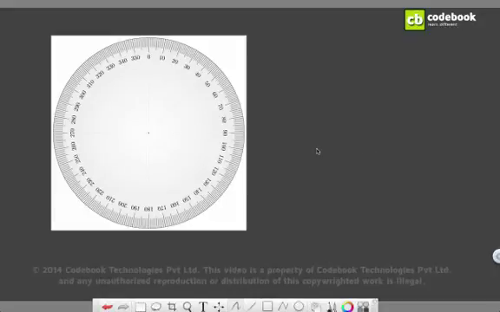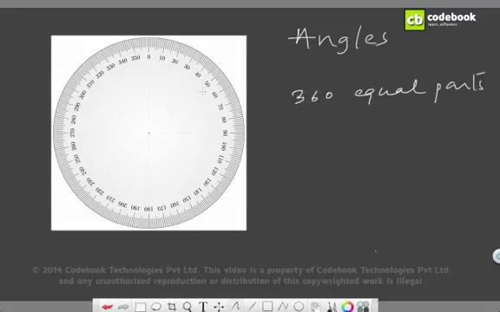In this lesson, we will learn about angles. Before we start to learn about angles, let's look at the circle on the left. Each circle is divided into 360 equal parts. So in the figure on the left, if you observe, there are 360 lines, and each line is considered to be one equal part of that circle. And the measure of each part of the circle is called a degree.